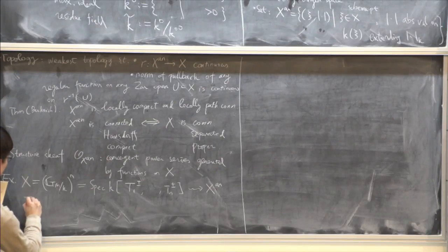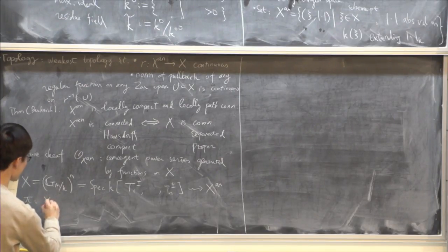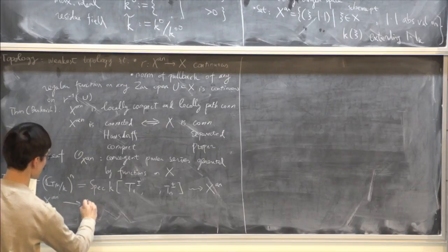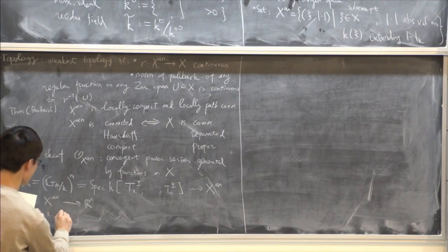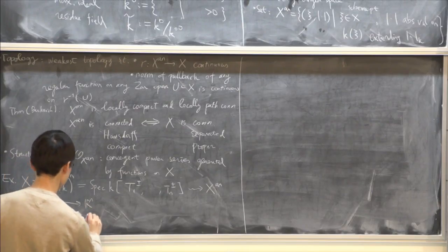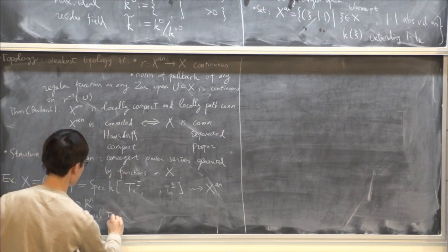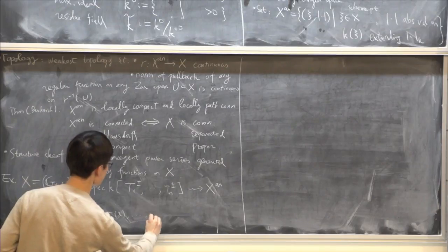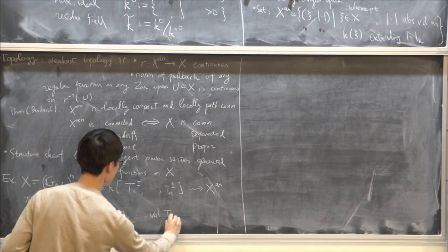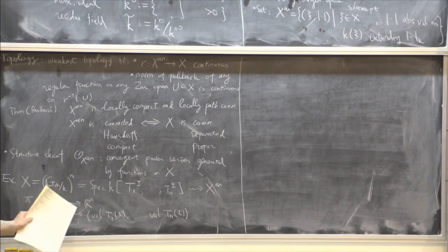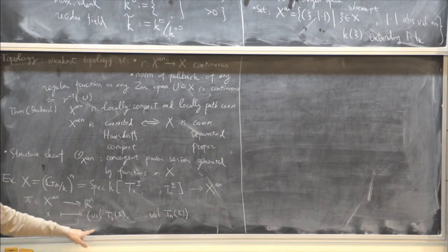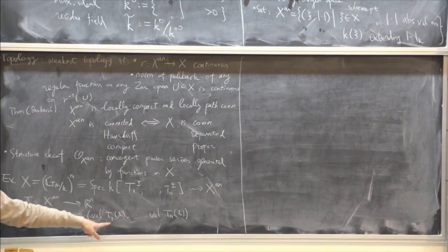We can define a map pi from X analytic to R^n, which is given by x goes to valuation of T1 of x, up to valuation of Tn of x. So we get a map from X analytic to R^n.